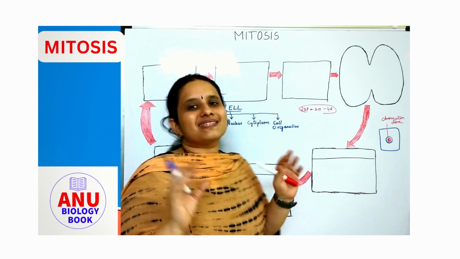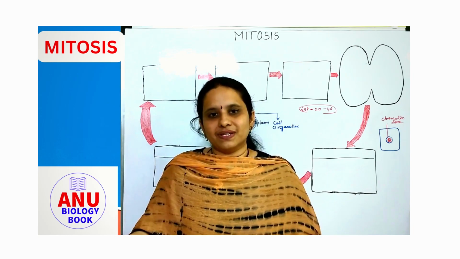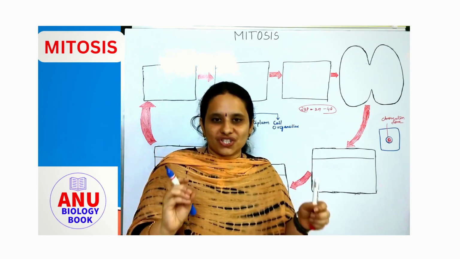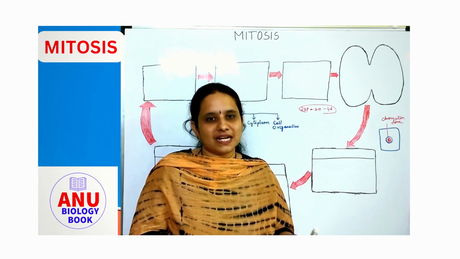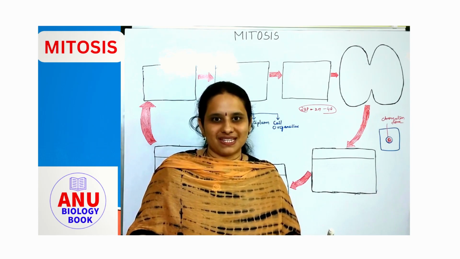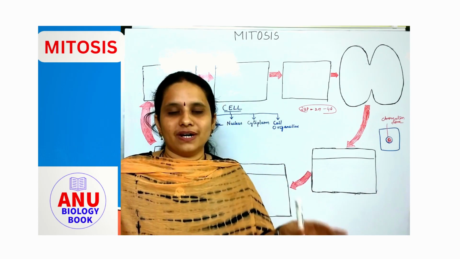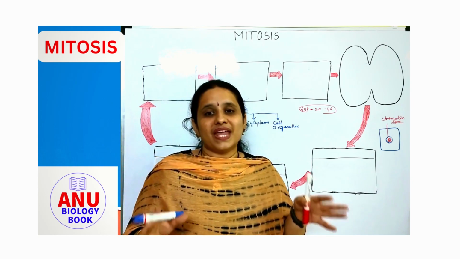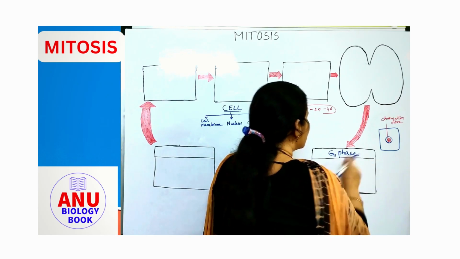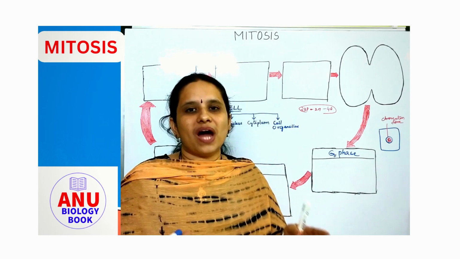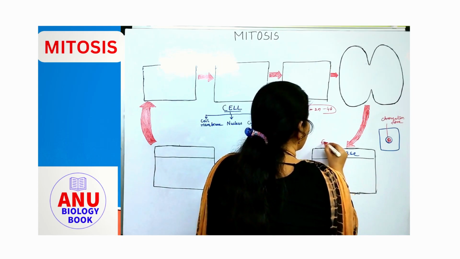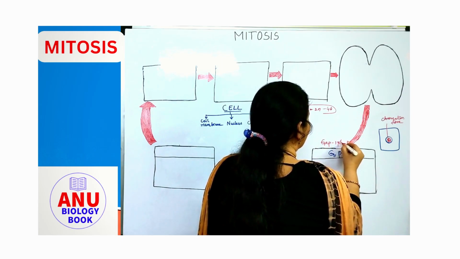So when a cell is going to divide, for whatever reason, there is a sequence of steps. If you watch this video until the end, you can easily remember the complete concept of mitosis, and I promise you that you'll never forget this concept. Initially, the first step in cell division is the G1 phase. G1 phase is nothing but gap 1 phase.